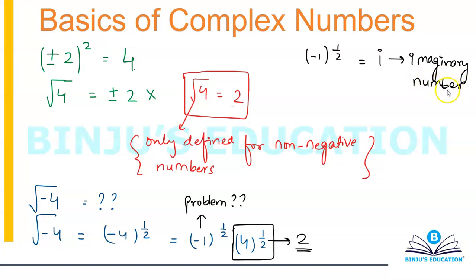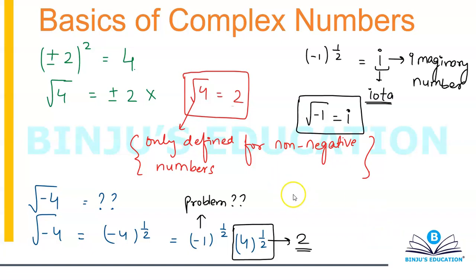We are going to represent this with the help of letter I, and we're going to call this iota. So root of negative 1 is always equal to iota. And this was the beginning of imaginary numbers. So you can say that root of negative 4 can be written as 2 iota, and this is from where the imaginary numbers started.